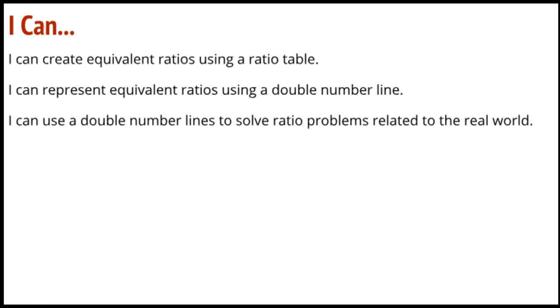All right, so 3 I can statements for today. I can create equivalent ratios using a ratio table, and then we are going to represent equivalent ratios using a double number line. So we're going to take our ratio table and we're going to put it onto a double number line, and as part of that we're going to explore how a double number line can do a little bit more for us than a table of equivalent ratios. And then we're going to use double number lines to solve ratio problems that are related to the real world.